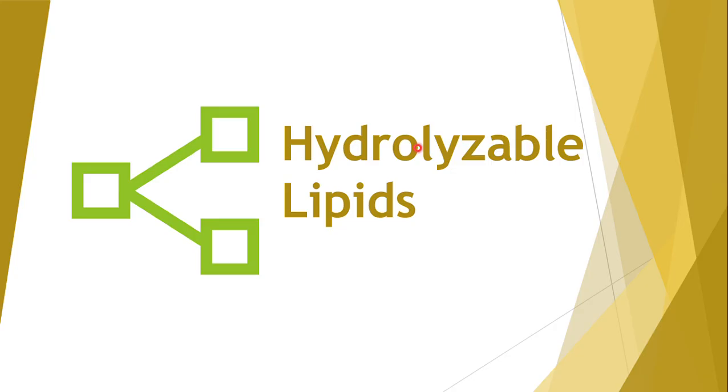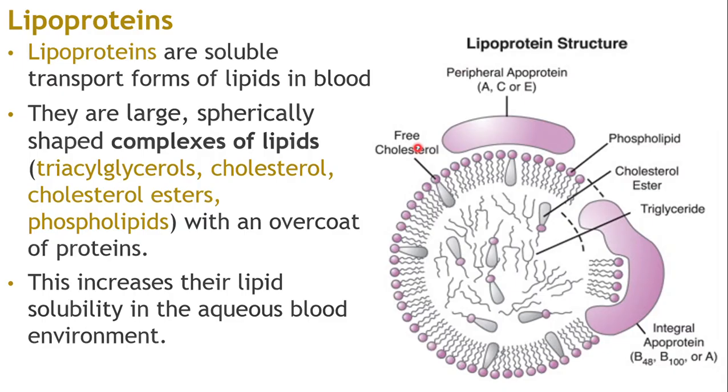As you are talking about hydrolyzable lipids, you know they contain ester bonds, and this makes the molecule available to be hydrolyzed by water or be broken down by water. Let's take our first one to be the lipoprotein. This is the structure of lipoprotein. As you can see here, it is spherical in shape and large, and a complex of lipids. It contains different kinds of lipids. Lipoproteins are soluble transport forms of lipids in the blood.